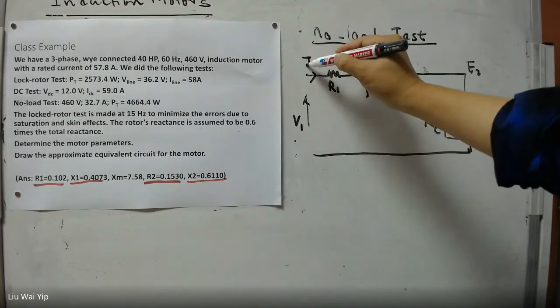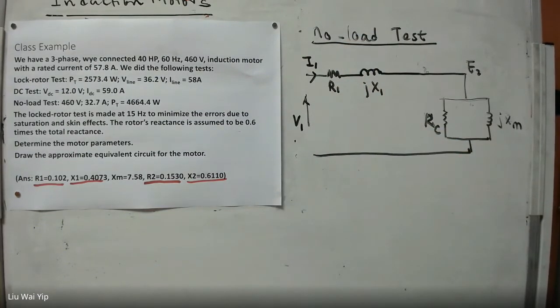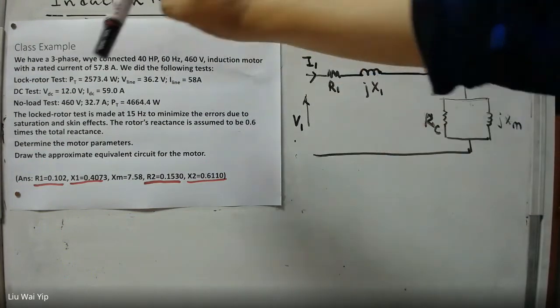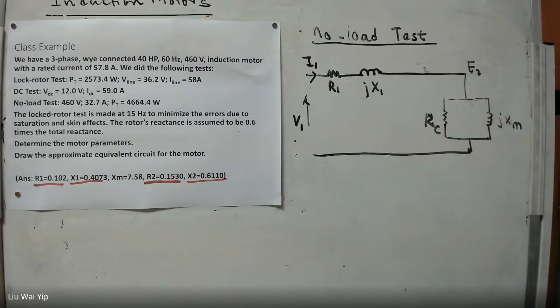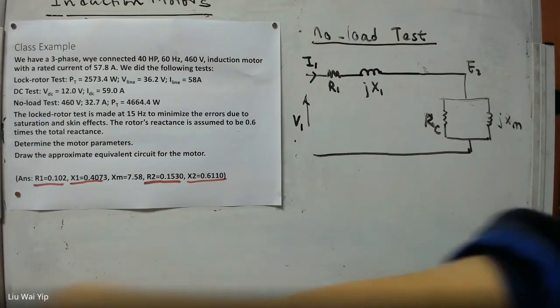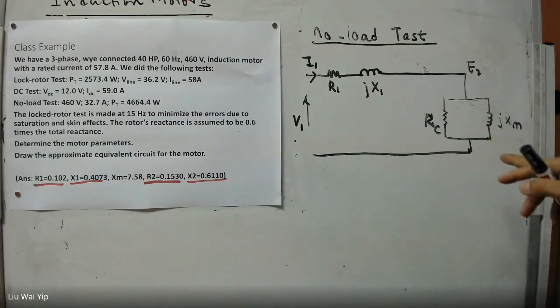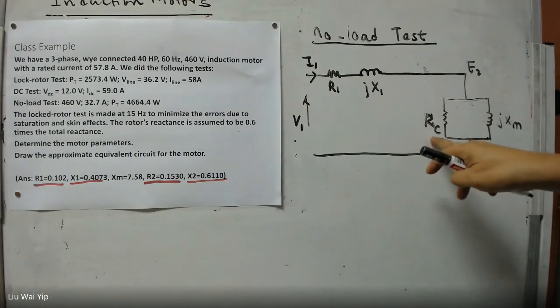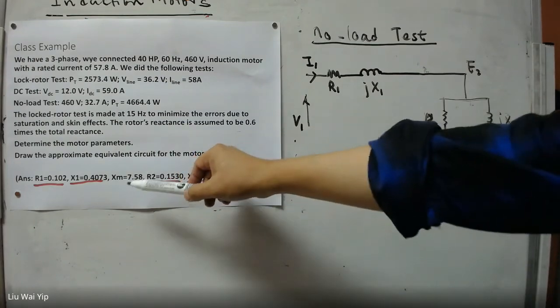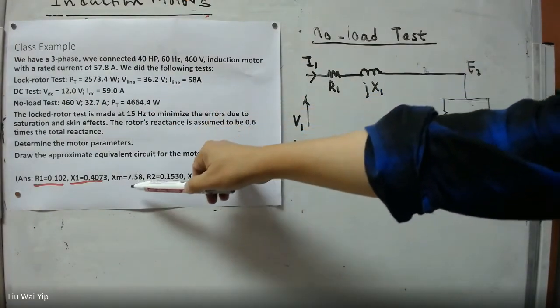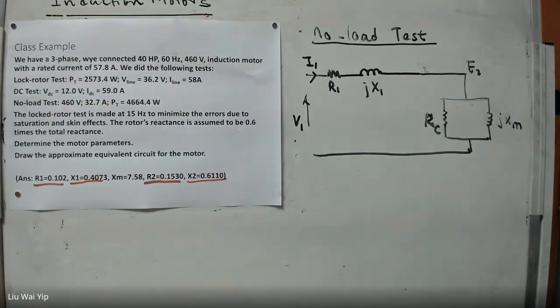and the current I1. So we are going to use the information from the question with the help of the equivalent circuit. We are going to find out the circuit parameters, most likely, right, to find out the RC and XM. The answer given from the question has only XM. So we need to find out what's going on.